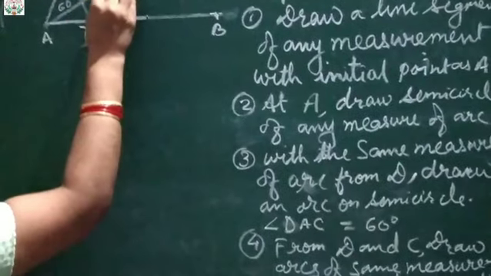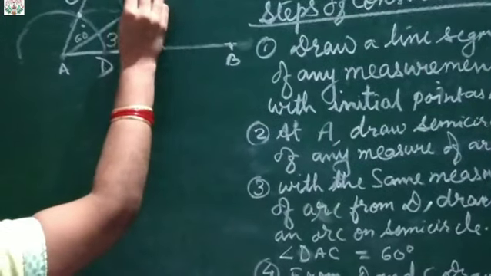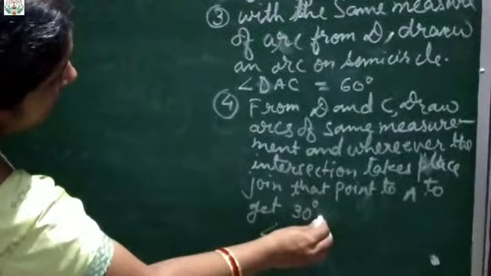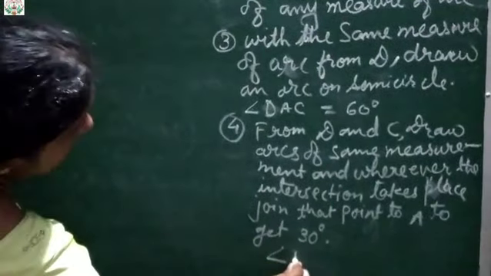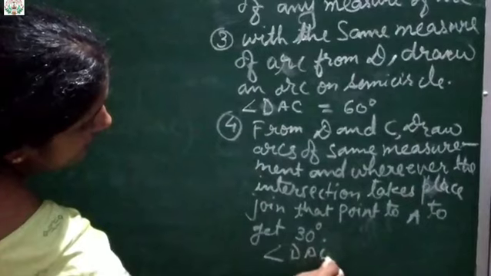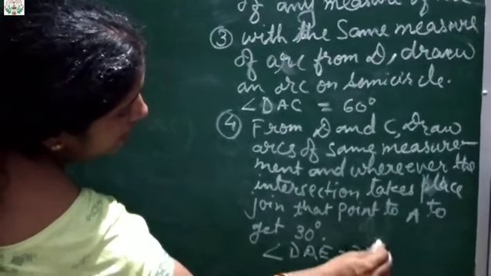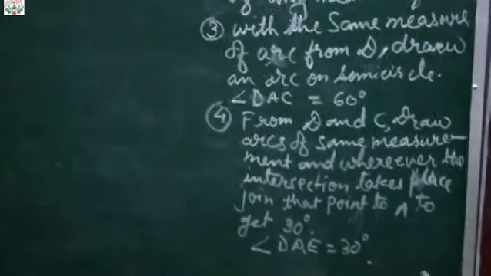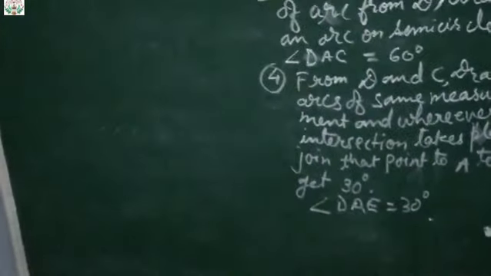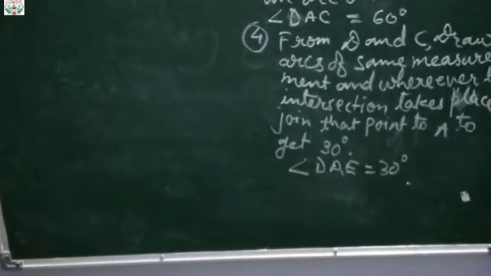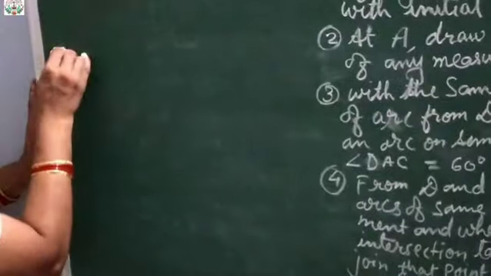Suppose this point, this one I have done as E, suppose. So you can write that is angle DAE equals to 30 degree. Okay, these are the steps of instructions. With every construction you will have to write the steps of construction. Okay, now same way, now we will see the second part.